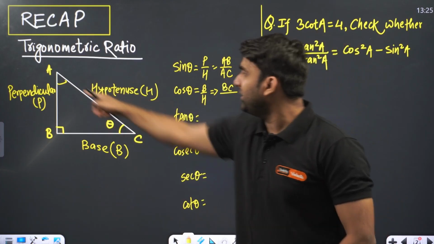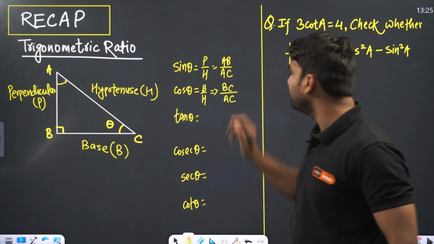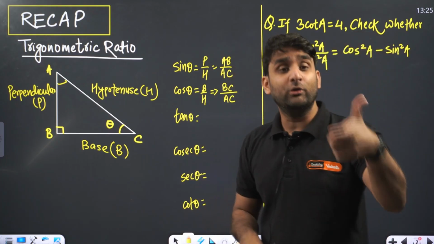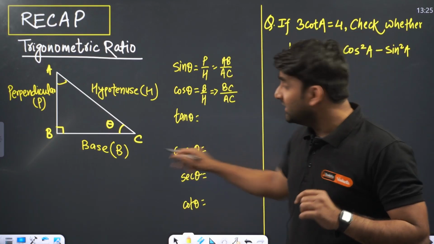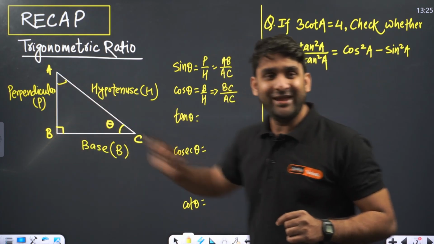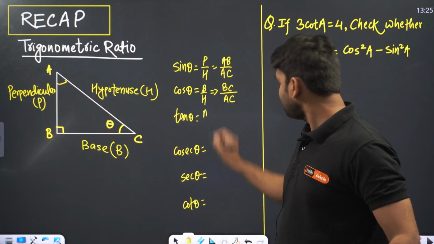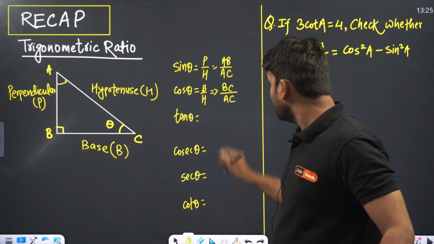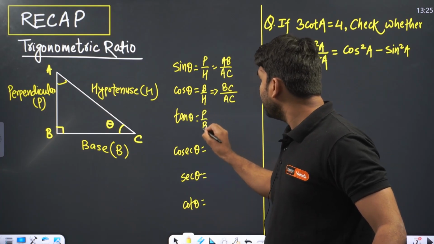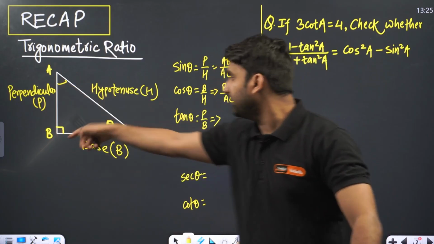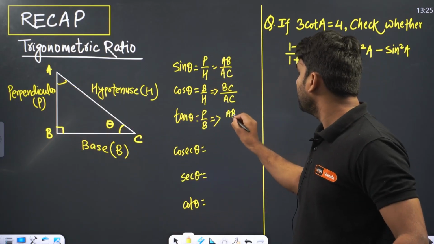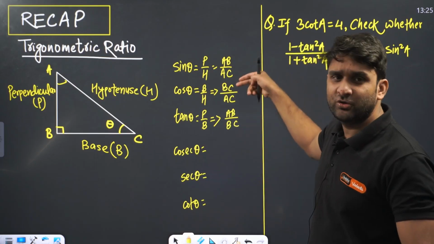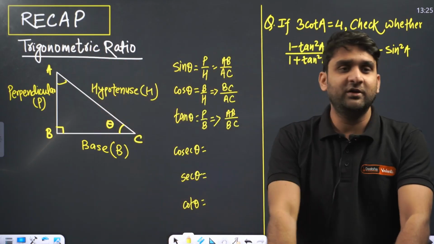BC, and hypotenuse is AC, BC by AC. Clear? Now tan theta, tan is basically the ratio of perpendicular and base, and we are dealing with this theta. So for this theta, perpendicular will be AB. So let me write first the ratio perpendicular by base, and perpendicular we have for this theta is AB and base we have is BC, and this is called ratio. This is ratio, and that's why the topic is trigonometric ratio.